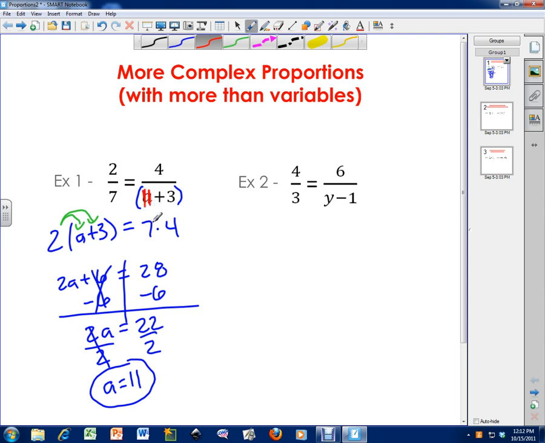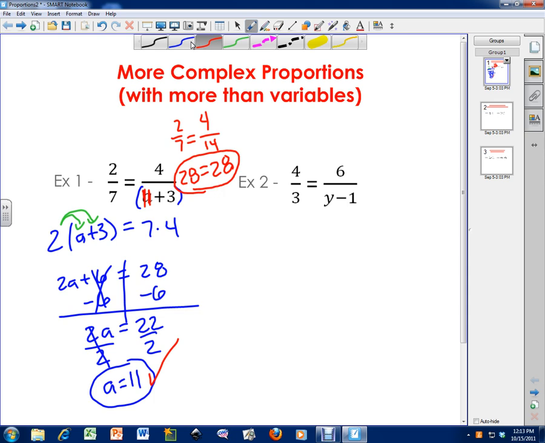I just substituted. And so we would have 2 over 7 equals 4 over (11 plus 3), which is 14. If I cross multiply these, you're going to see that 2 times 14 is 28, 7 times 4 is 28, and since these equations balance out, you know that 11 has to be the right answer here, because when I plug 11 into the proportion and cross multiply, both sides equal each other. And so that's the easy way to double check if you've done the problem correctly or not.